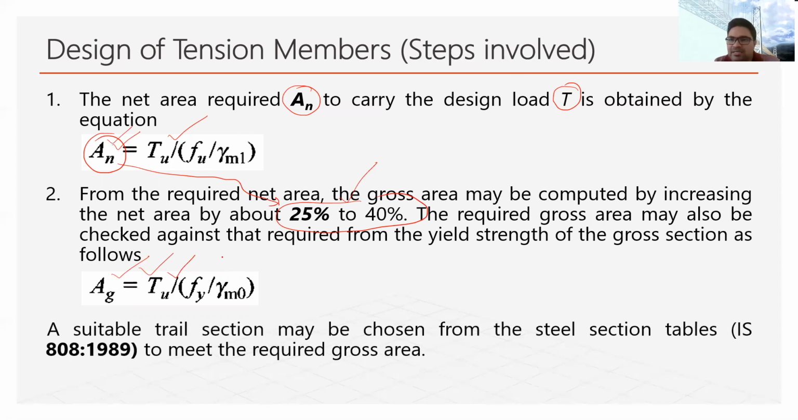So once we get the AG, we will choose a trial section from the steel table. From the steel section table, we will choose a trial section of the member to meet the required gross area. Based on this gross area, we will select that steel member. We will see this more in detail when we design this tension member. How do we choose the trial section? We will see that in the problems.